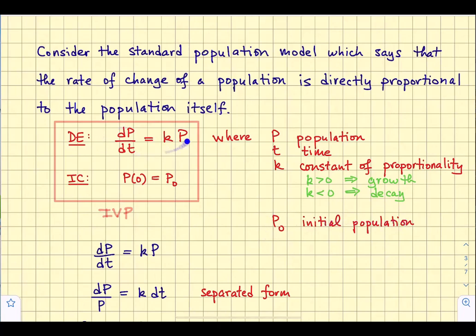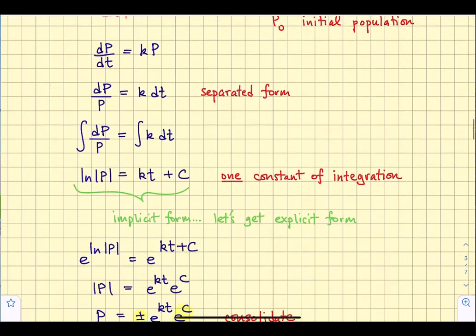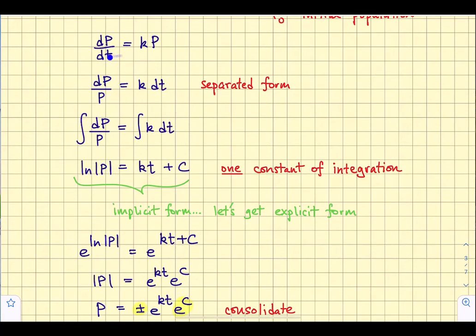Notice this is the differential equation. This is the initial condition. When you bundle these together, you get an initial value problem. So let's solve this initial value problem, and we'll do that first by solving the differential equation. So let's start with the differential equation, dP over dt equals kP.